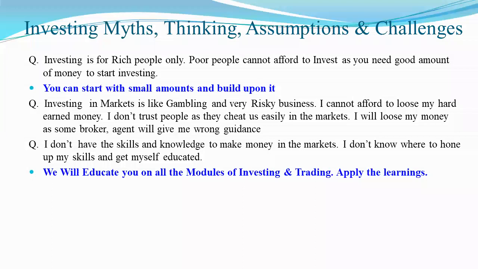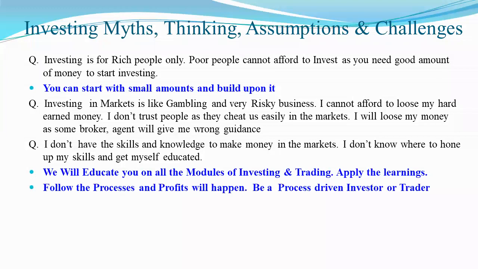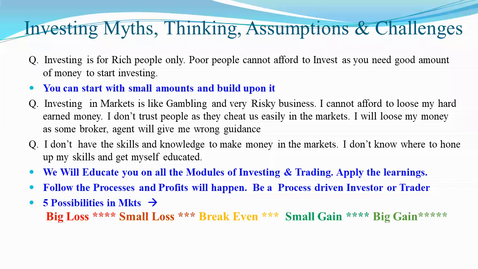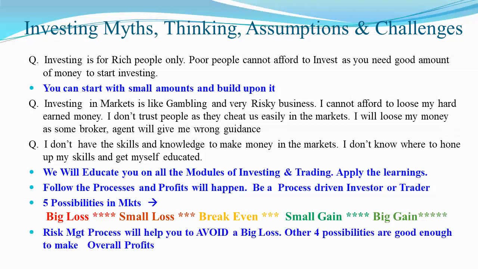All modules will be covered, and it will go over 3 to 4 months. Follow the process and profits will happen by themselves. You should be a process-driven person and not go by speculation. In a market, five possibilities are there: a very big loss, a small loss, a break even, a small gain, and a big gain. We should be worried about only one thing, that I should not undergo any big loss. The remaining four possibilities are okay with us. Big loss is the thing which should not happen.